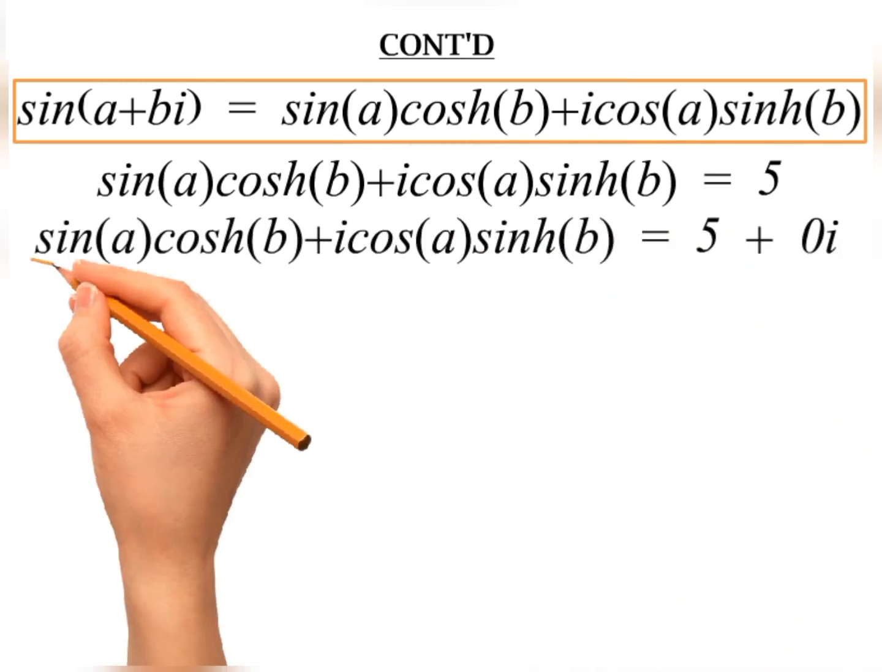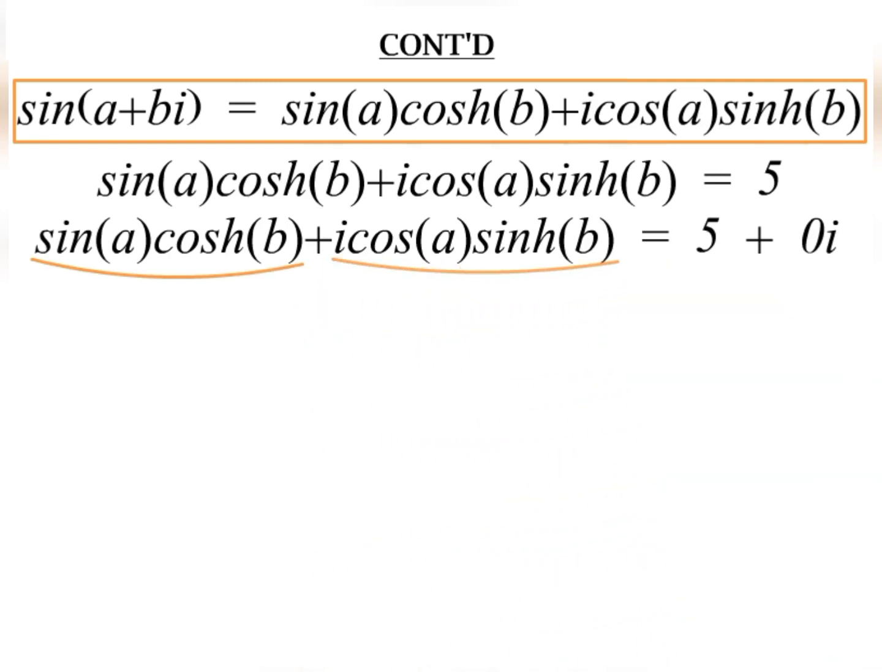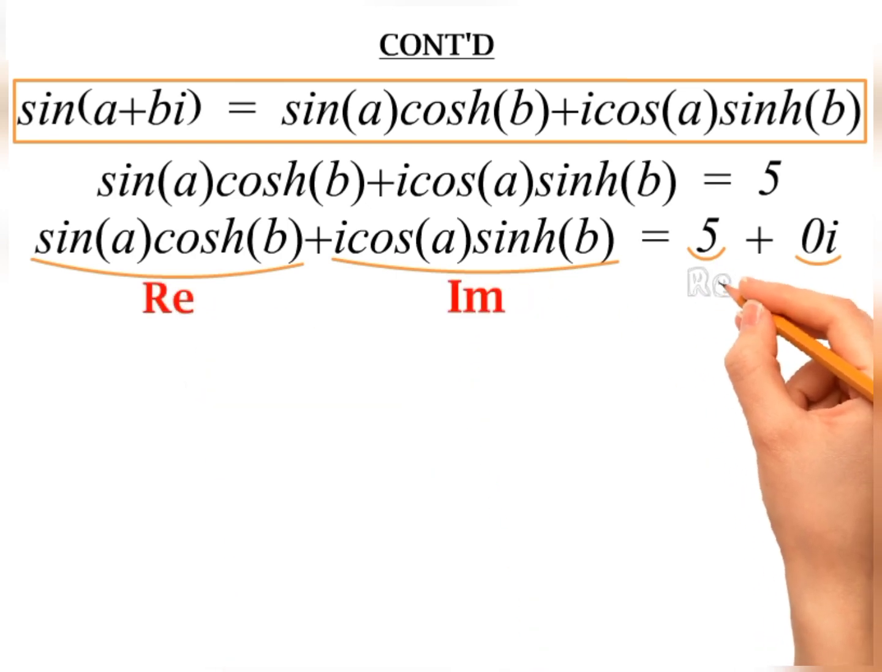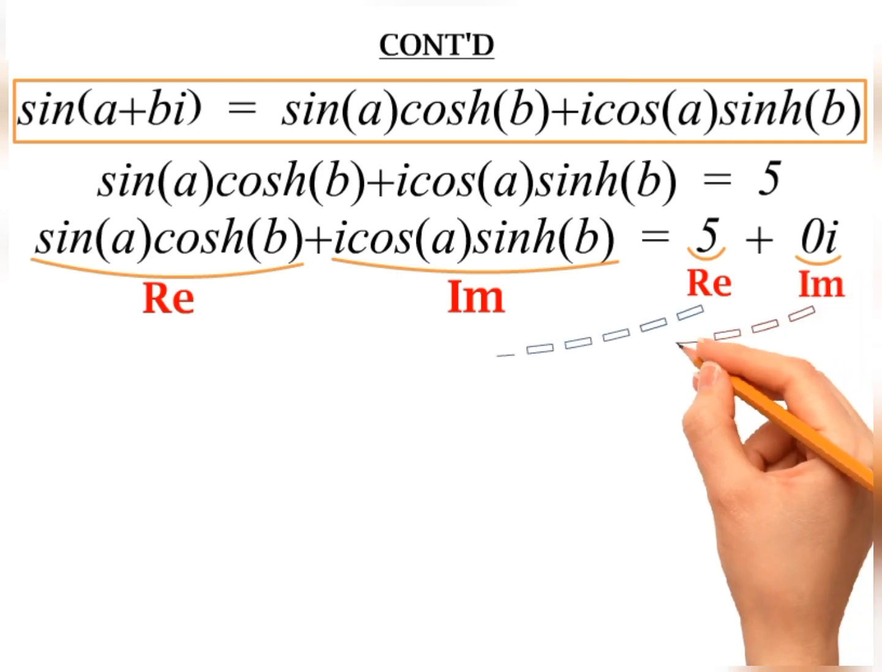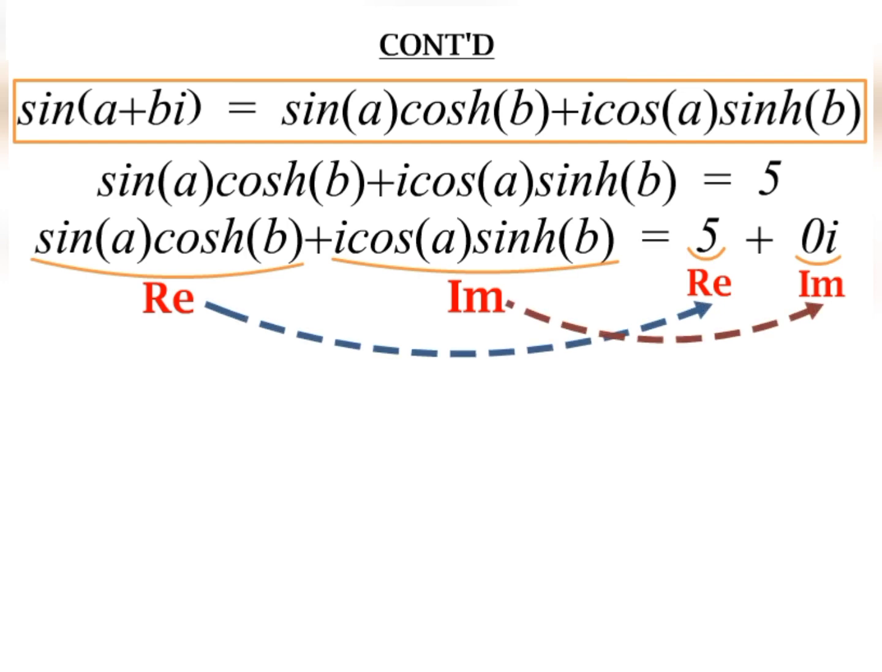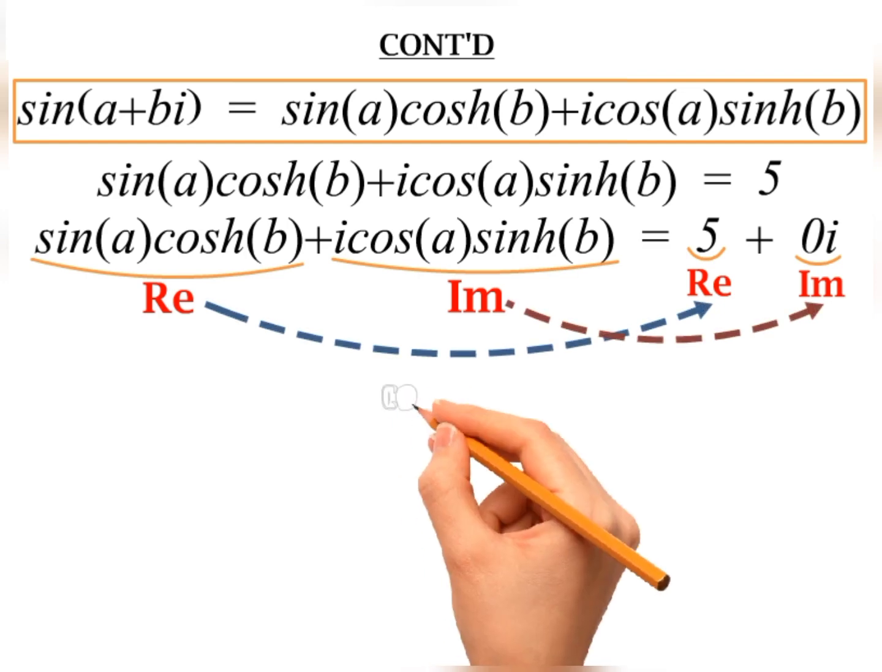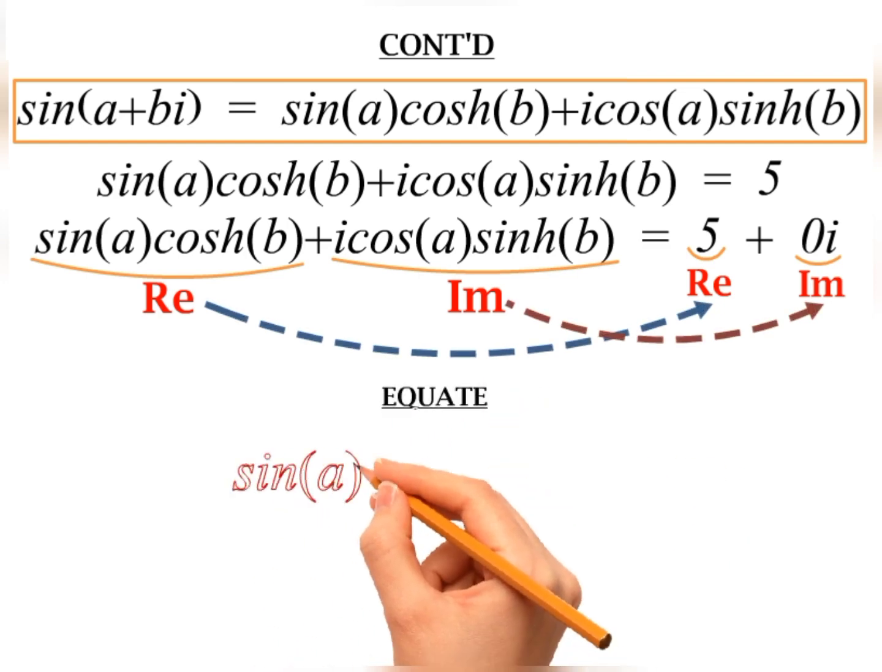Now, we can easily identify the real part and the imaginary part of the expression. The real parts are denoted by RE, while the imaginary parts are denoted by IM. We now have to equate the real parts since they are equal, and to equate the imaginary parts since they are also equal. This gives two equations.